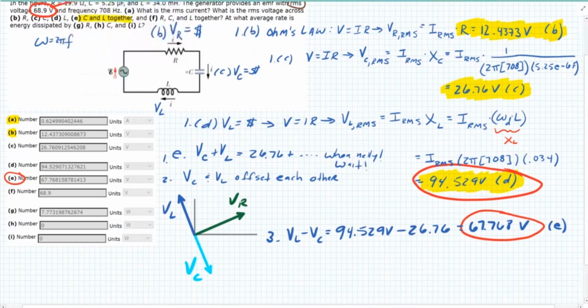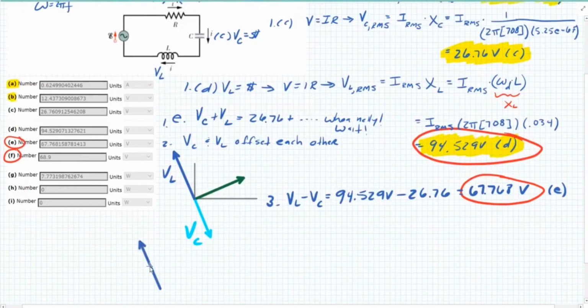Part F says, let's add them all together. Okay, to do that, back to the phasor diagram, which is already created, so I don't need to recreate. So here's what we're going to do. We have to use Pythagorean theorem. All right, what if I just have maybe that? I'm going to copy and paste this blue vector. Okay. I'm going to offset it by that light blue vector.